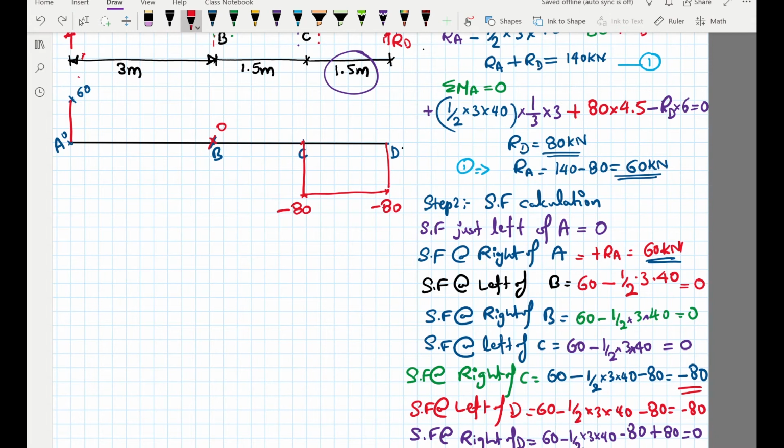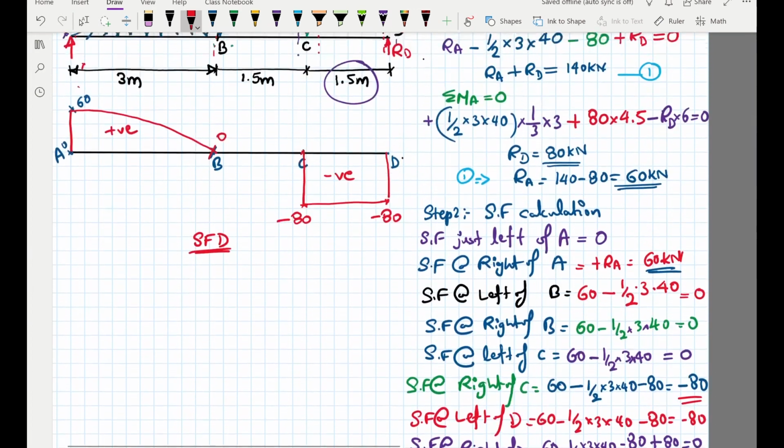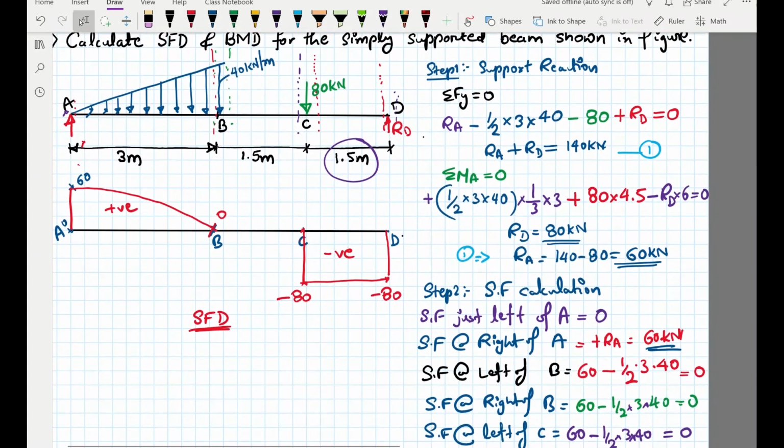For UVL, this is parabola. So this is positive. This is negative. This is the shear force diagram for this particular problem. Then I am going to calculate bending moment diagram. So I will take here calculation of bending moment.